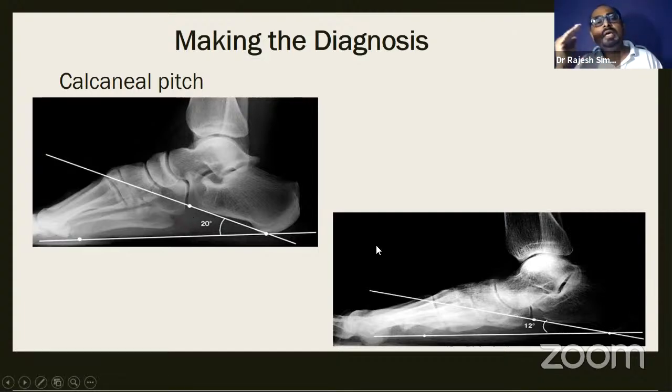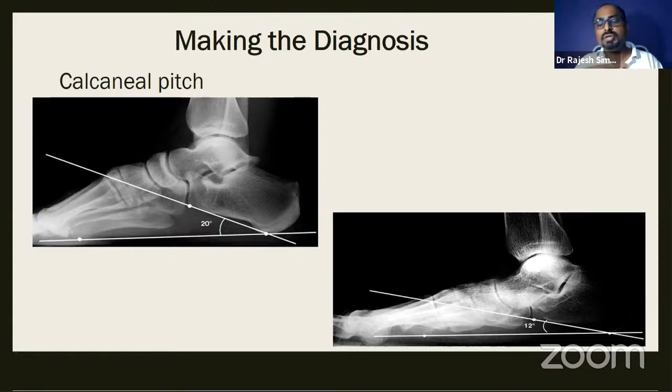So in the calcaneal pitch, you can compare that with the normal side, and you can find out exactly how much of calcaneal pitch has reduced. So that also helps out. So these are the three measurements which you should remember: the Meary's angle, the calcaneal pitch, and the talonavicular uncoverage. And that is all you mostly need.